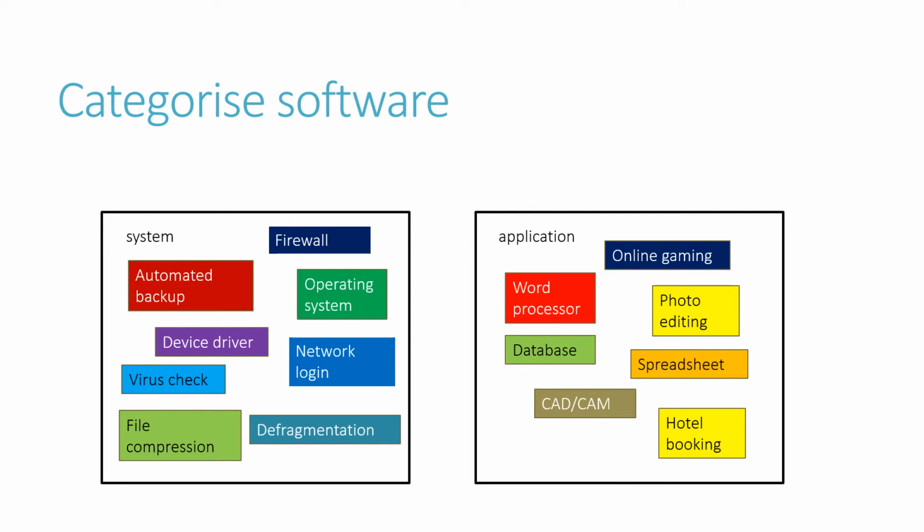So here are the various types of software categorized as either system or application software. The examples of system software all do tasks which help the computer itself to function, such as running a backup or defragmenting the disk, whereas the applications all do tasks with human wants or wishes in mind. For example, booking a hotel room or creating a spreadsheet to record our tax details. So take a look at those two categories.